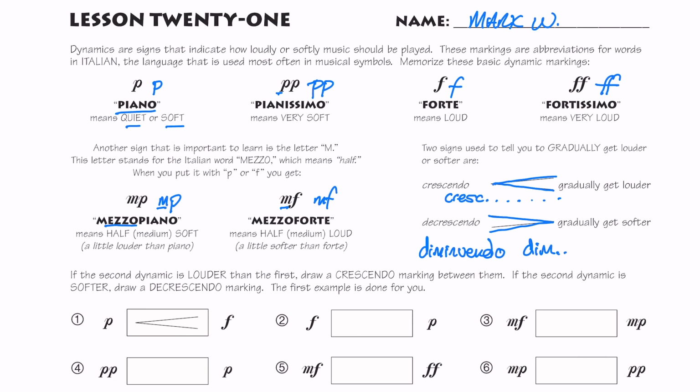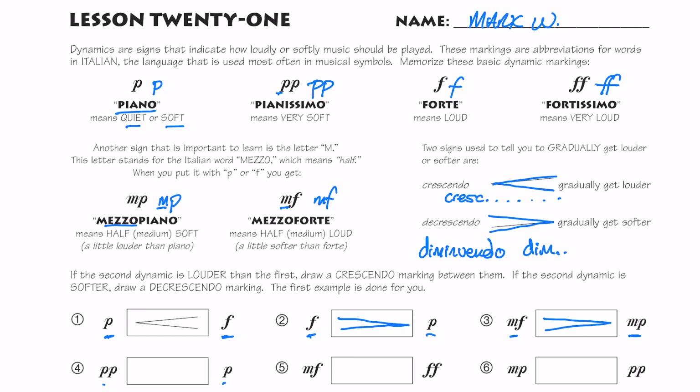So in this exercise here, basically what I'm doing is figuring out whether the first dynamic marking is softer than the second or louder than the second. And I'm going to draw a crescendo that goes from soft to loud, or diminuendo that goes from loud to soft. So here is loud to soft, so I need to gradually get softer. This one is mezzo forte to mezzo piano. So again, medium loud to medium soft, gradually get softer.